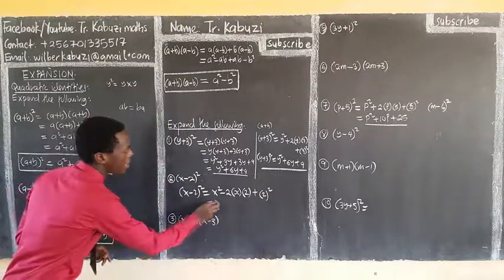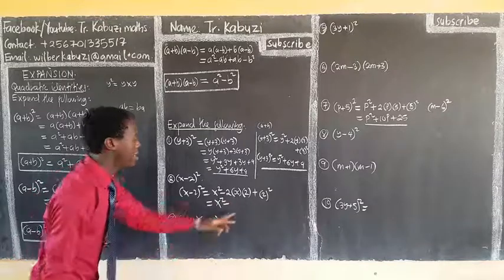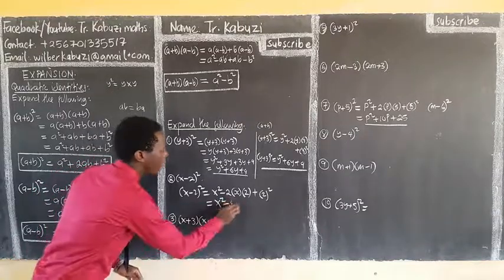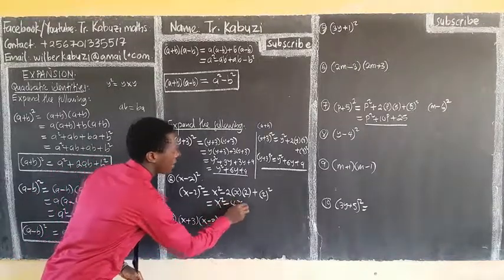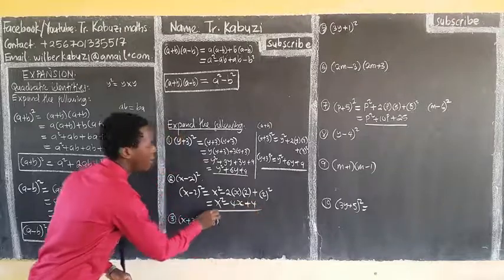So this will give us x squared, then 2 times 2, we get 4 times x, we get 4x, then plus 4. And we now finish that.